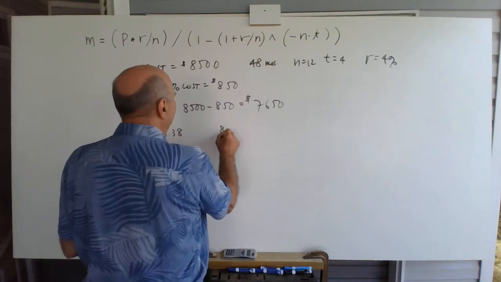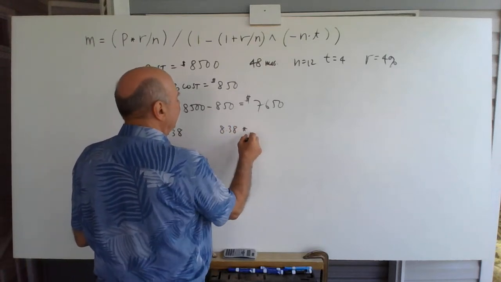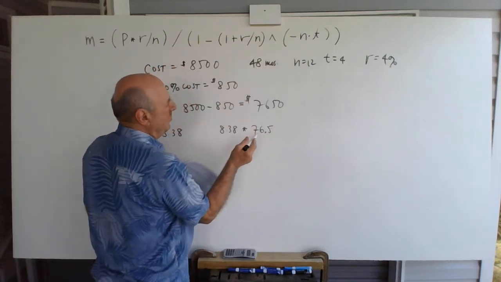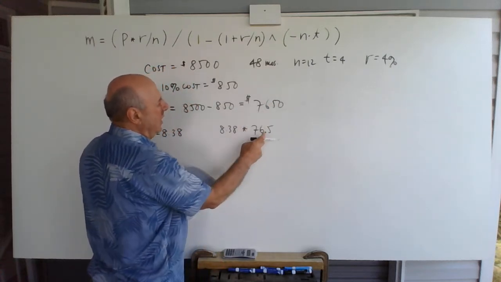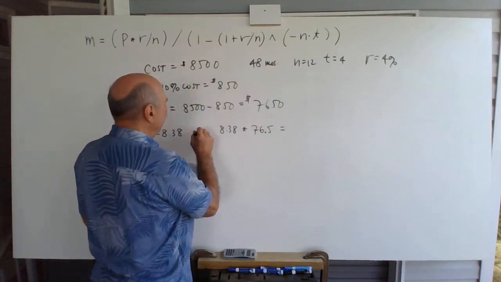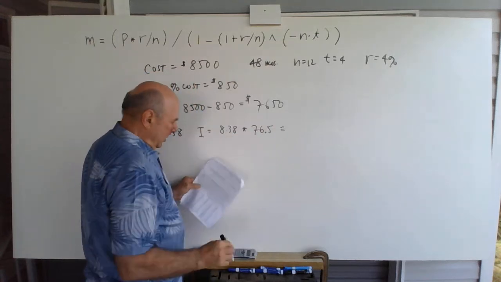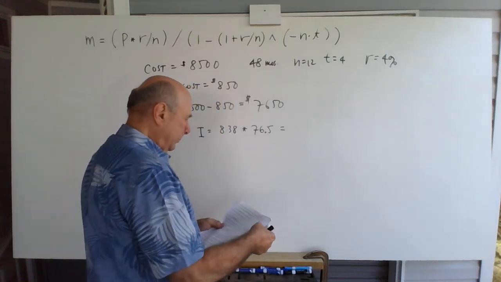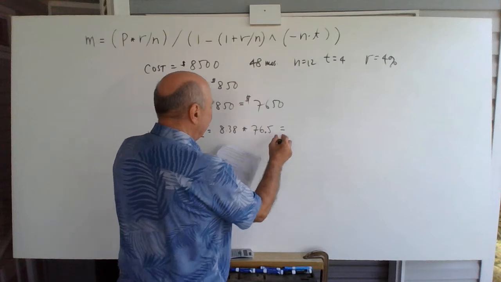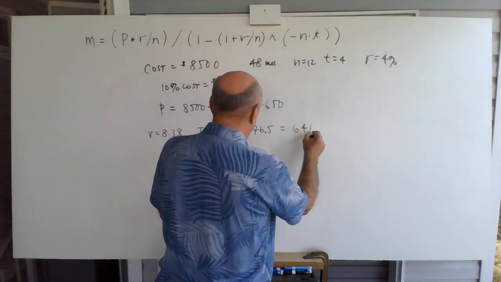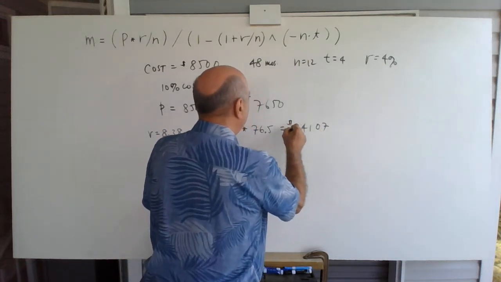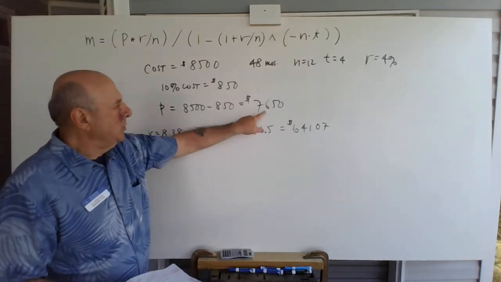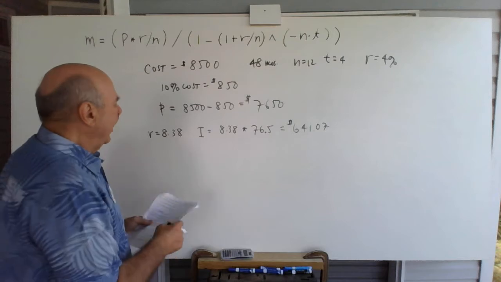So I take 8.38 and multiply by the number of hundreds, which is 76.5, right? If I move the decimal place over, 76.5 hundredths. So this is the total interest. So what do we get? $641.07. So that's the total interest she has to pay on this amount that she's borrowing, P plus I. So I add those two together.